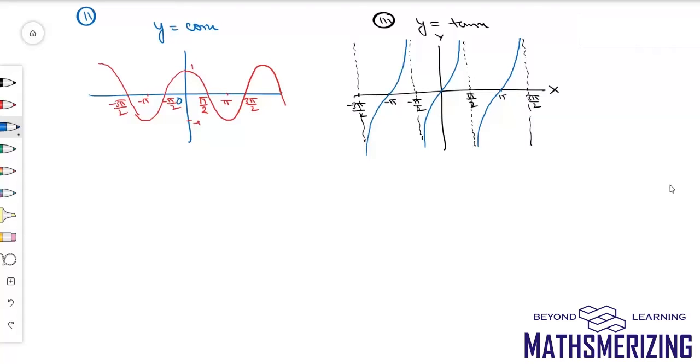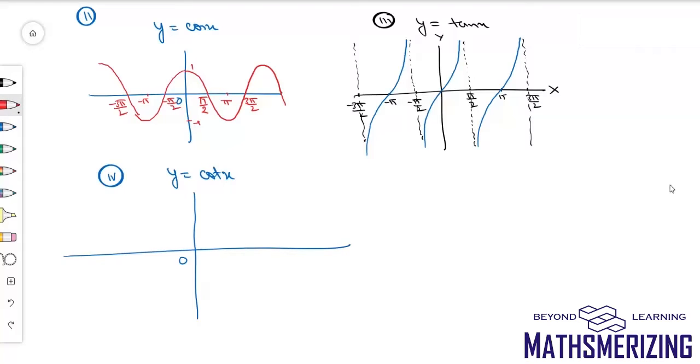Now the fourth graph that I'll draw is the graph of y equals cot x. For cot x, again I'll draw the asymptotes, and here the asymptotes will be at n pi. So I'll draw these vertical lines at n pi. So that is the graph of cot x.